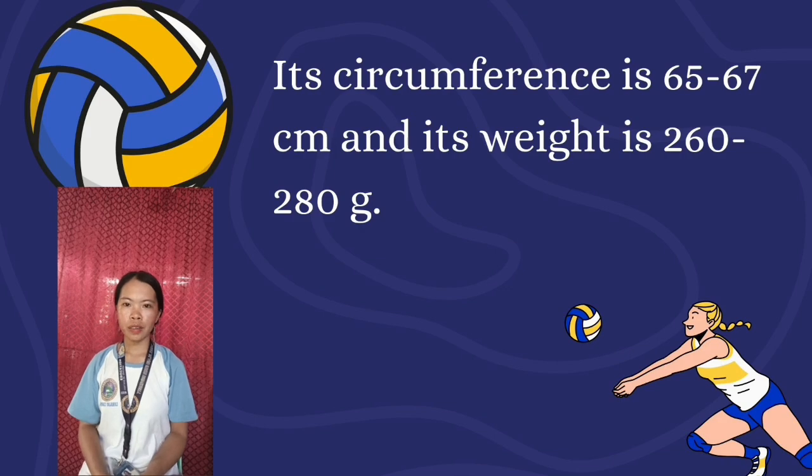The fourth one is its circumference is 65 to 67 centimeters and its weight is 260 to 280 grams. The ball of volleyball must be 65 to 67 centimeters round. The weight should be 260 to 280 grams. The size and weight make the ball easy to play and fair for all players.